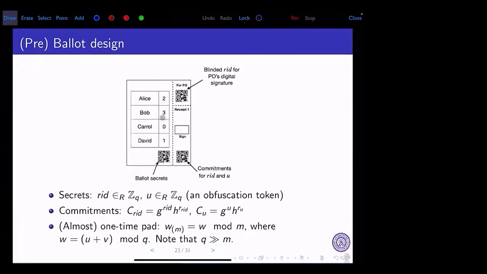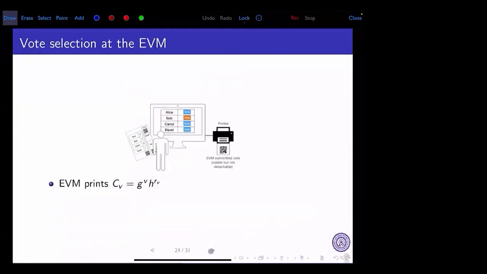So the number three corresponding to that, the number three corresponds to Bob, cannot be found out unless I give you the one-time pad key. So it's completely hidden out there. So that's valid. So what is the protocol now?